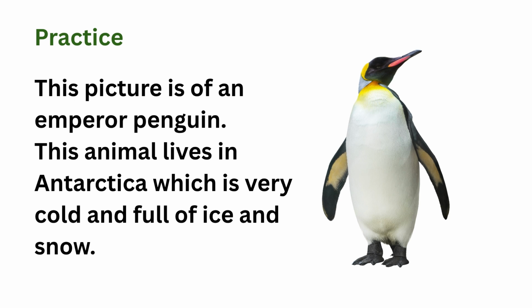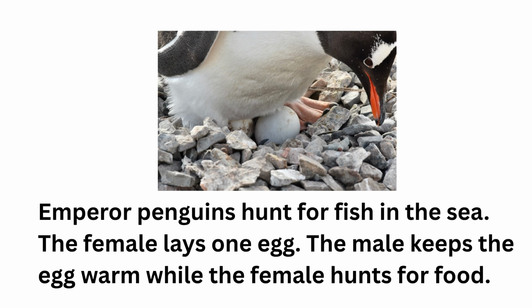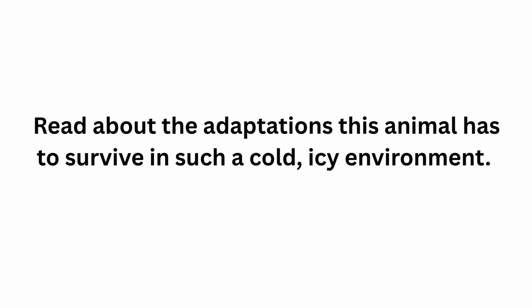Get this. The picture is of an emperor penguin. This animal lives in Antarctica, which is very cold and full of ice and snow. Emperor penguins hunt for fish in the sea. The female lays one egg. The male keeps the egg warm while the female hunts for food. Read about the adaptations this animal has to survive in such a cold, icy environment.